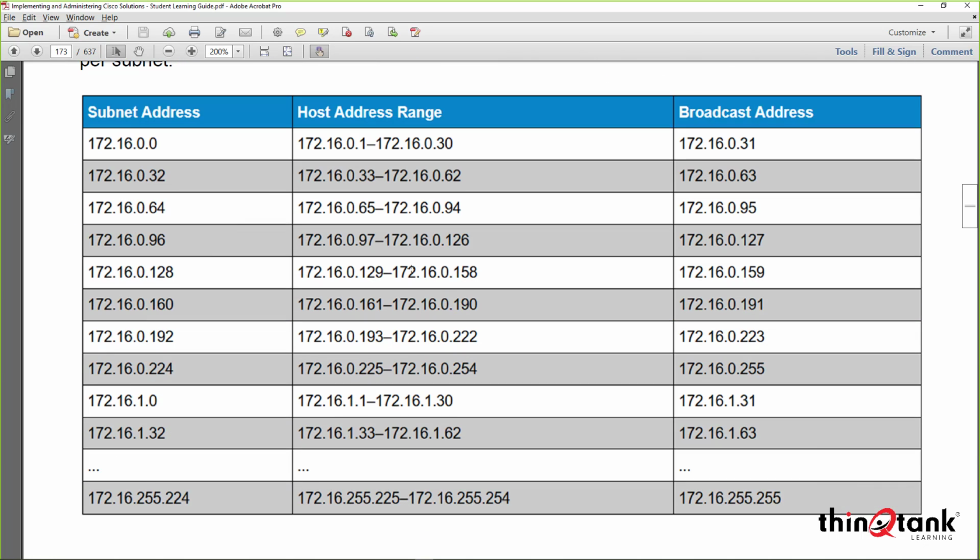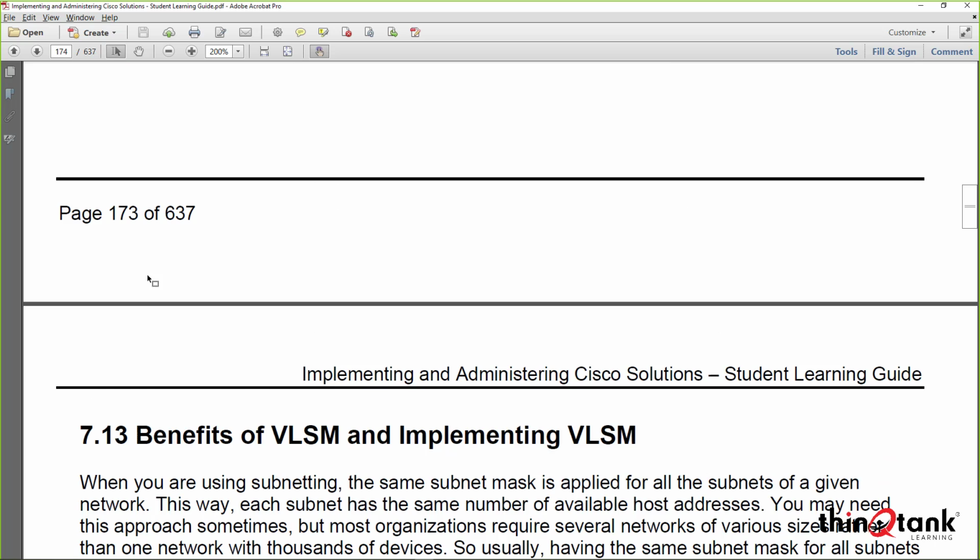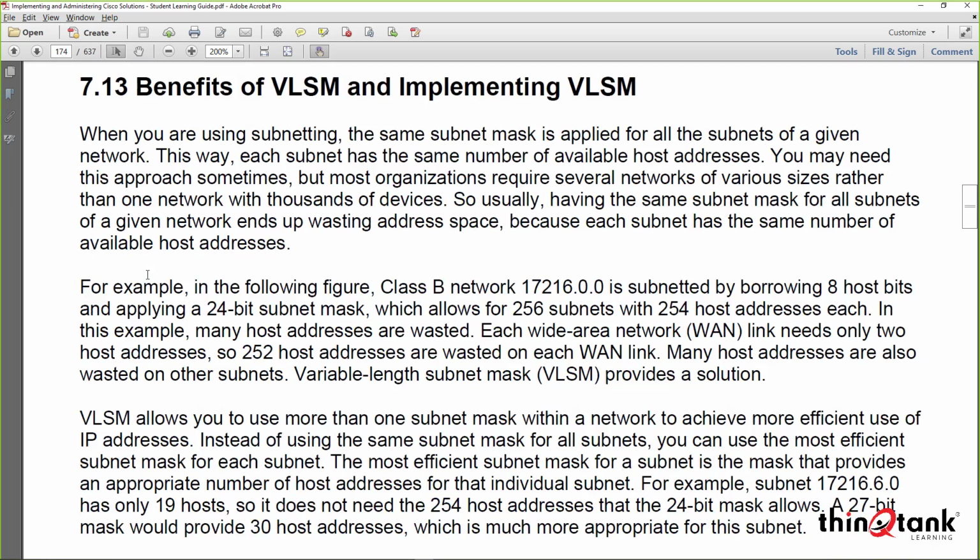There's our networks. 0, 32, 64, 96, 128, 160. Just adding 32 each time until I finally get to the final network, which is the 255 subnet. All right? Any questions?